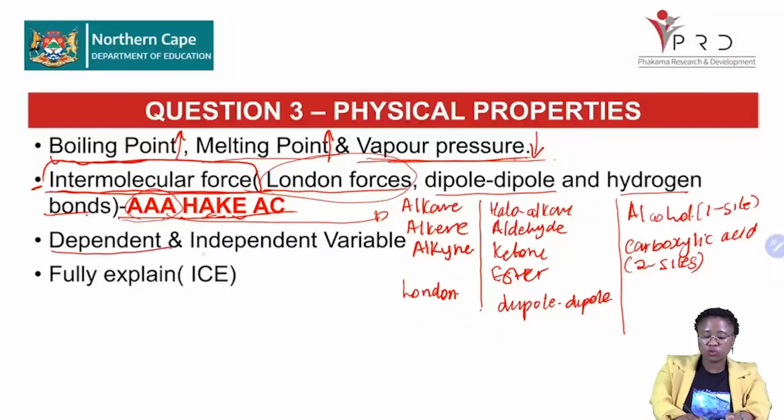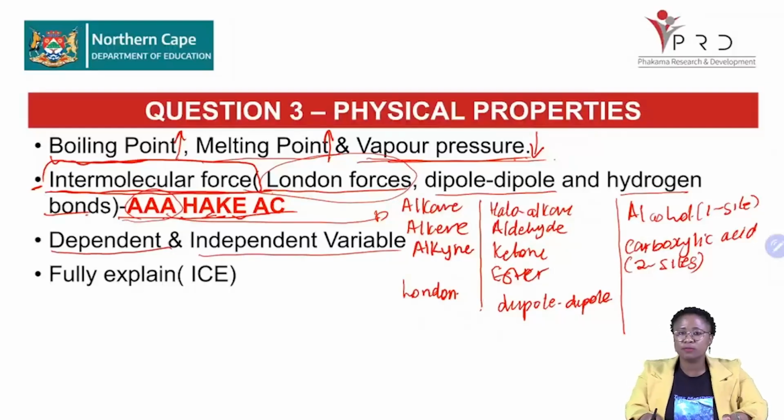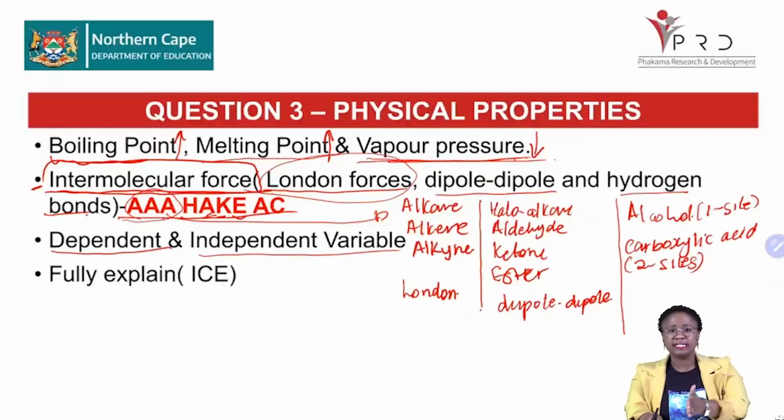Another thing I want us to remember here is the differences between dependent and independent variable, because in this particular question, the examiner can give you an investigative type of question. So when they are giving you an investigative type of question, you need to know how to answer the question in terms of dependent variable as well as independent variable.